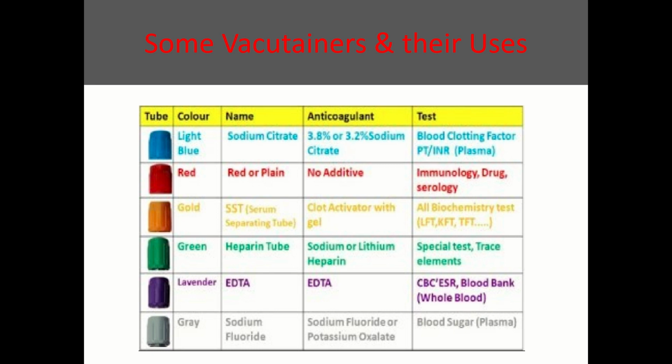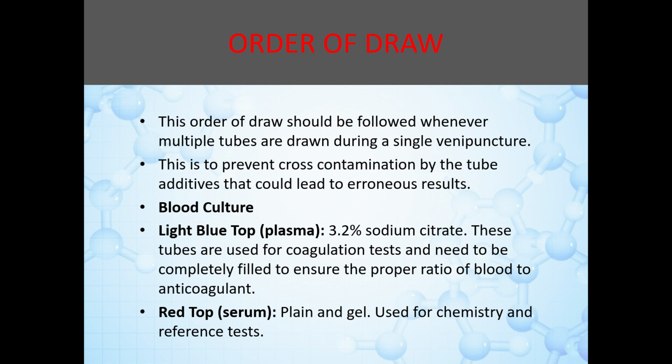So when you have to send 3 or 4 different specimens, then you need to follow an order of draw. This order of draw should be followed whenever multiple tubes are drawn using a single venipuncture. You have the same patient, you have to perform a single venipuncture, and you have 3 or 4 specimens to send, and they require different color coded tubes. So you have to follow a certain order for that, and it's to prevent cross contamination by the tube additives that could lead to erroneous results. So what should be the order?